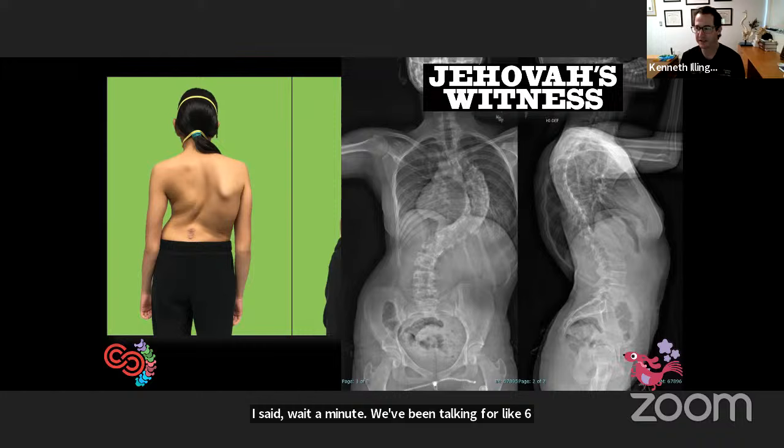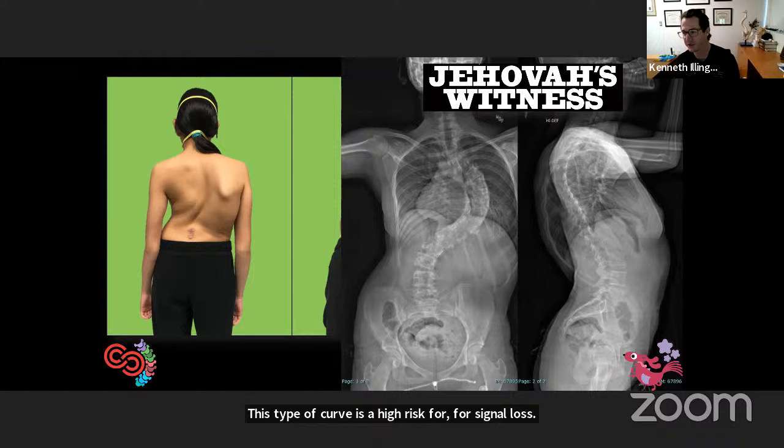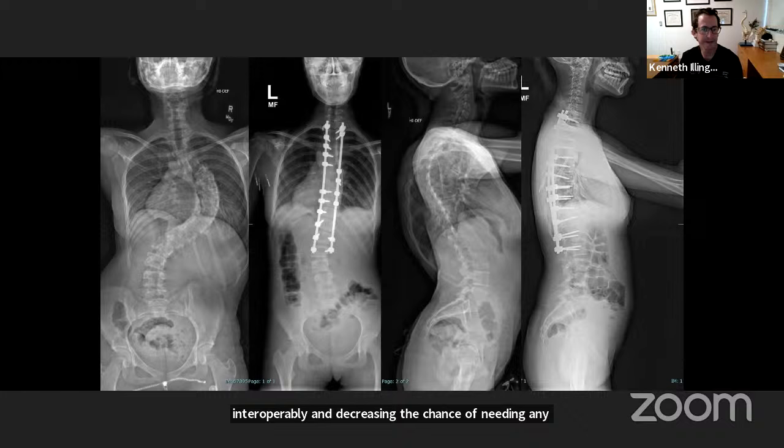In my hands, this type of curve is a high risk for signal loss. And if I have signal loss and I need to stage a procedure, I think there's also potentially significant increased risk that I may need allogenic blood transfusion. And in a Jehovah's Witness, I thought the safest thing to do was to proceed with halo gravity traction. Not because I thought the curve needed it, but because I thought it gave her the best chance of getting a deformity correction without losing signals intraoperatively and decreasing the chance of needing any type of blood transfusion intraoperatively. So here she is after 4 weeks, and here's her correction that she had with a two-surgeon approach.